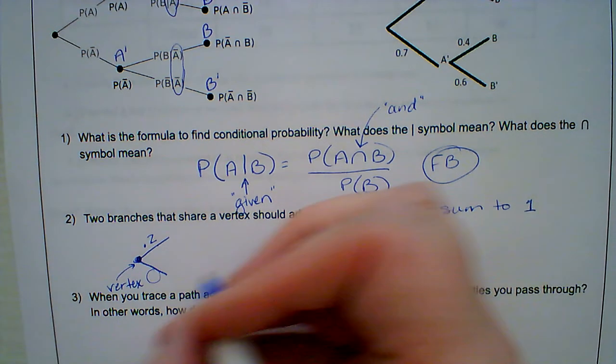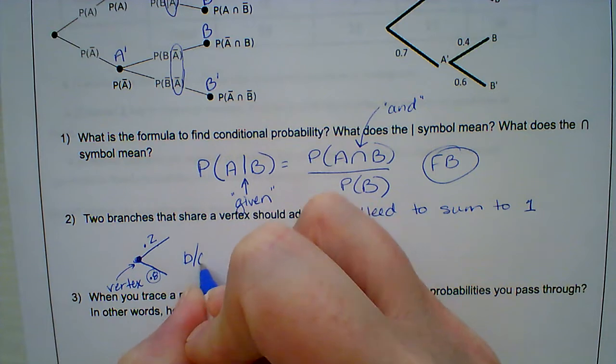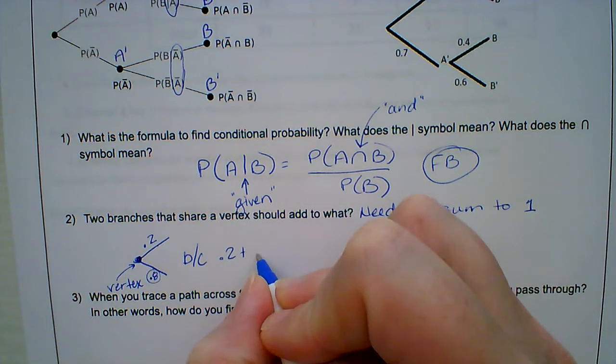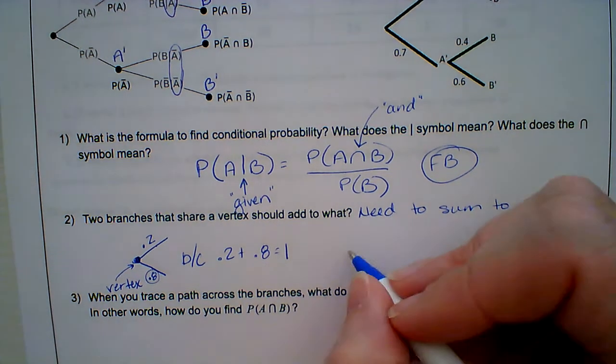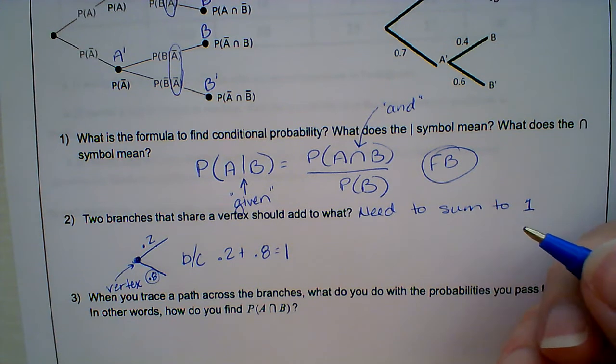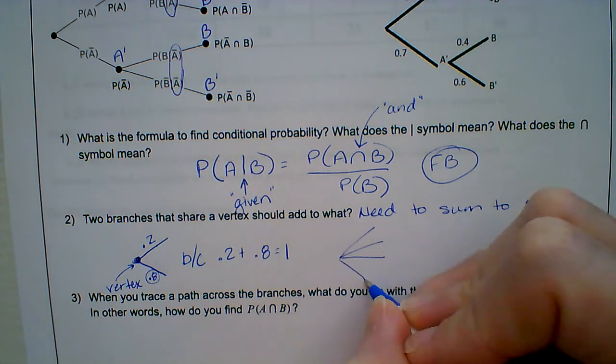So if one of them is 0.2, the other one is going to have to be 0.8, because 0.2 plus 0.8 is equal to 1, and that's what we need it to be. Now, most of the tree diagrams you're going to look at are only going to have 2 branches, but let's say we have 4 branches.